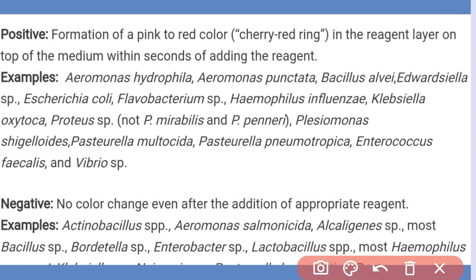But the notable point is that Escherichia coli is indole positive and Enterobacter is indole negative. This means this is a differentiating test between Escherichia coli and Enterobacter. These two organisms are similar in their cultural characteristics and morphological characteristics. The only tests that can differentiate are these biochemical tests, including the IMViC test.